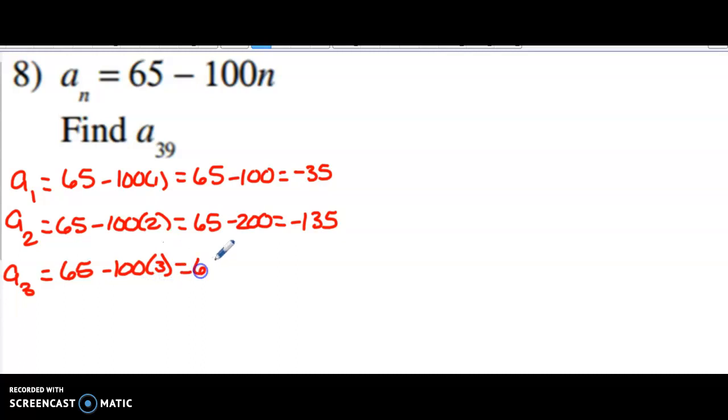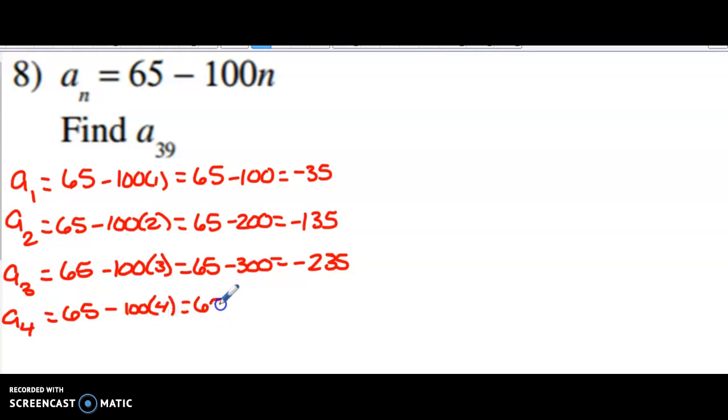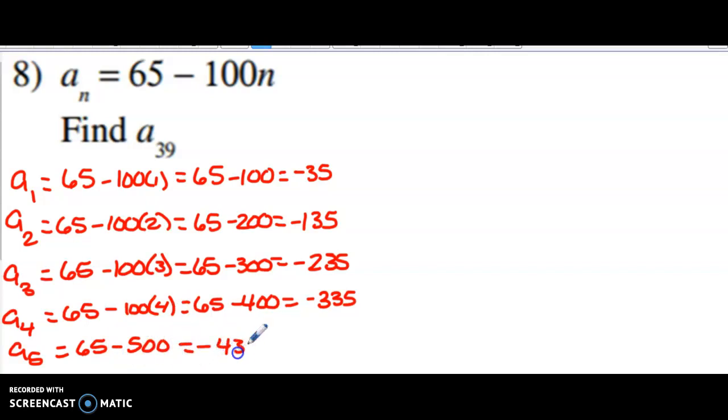So you see how the pattern is going here. So minus 300, and that gives us a negative 235. Hopefully at this point, you should be able to determine exactly what your common difference is from what we're having to increase and multiply by each time. So if we look at the next one, that gives me minus 400, so that's a negative 335. So a sub 5 is going to be 65 minus 100 times 5 gives me 500. And that's going to give me a negative 435.